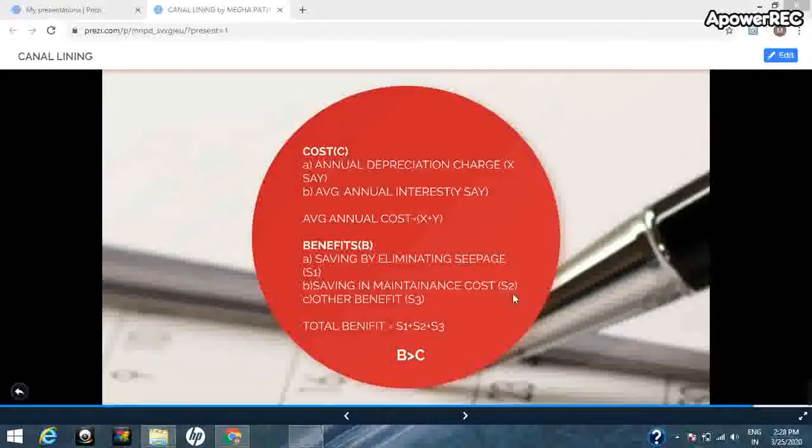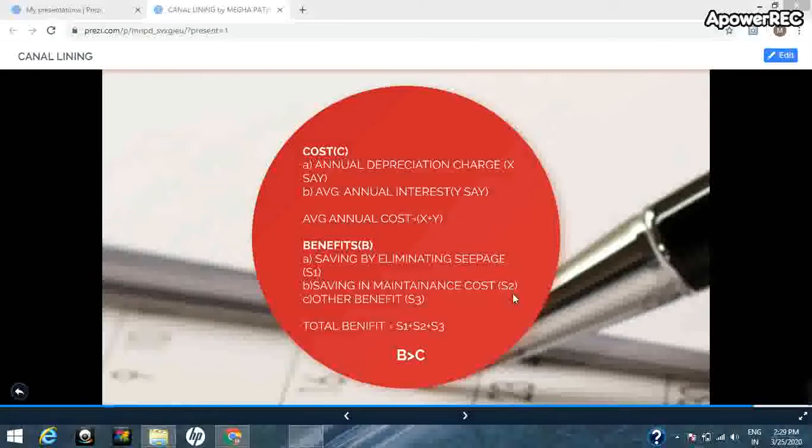This is a benefit. If we provide lining of the canal, the maintenance cost is reduced. For example, growth of weeds, for example, seepage, these all would result in saving maintenance cost. That is a benefit. Now if we compare a lined canal and an unlined canal, what would be the savings? In an unlined canal, seepage loss would be more, and in a lined canal that would be less. So the difference is a particular benefit for the lined canal. Similarly, there are some other benefits also, S3. So the total amount of benefit would be S1 plus S2 plus S3.